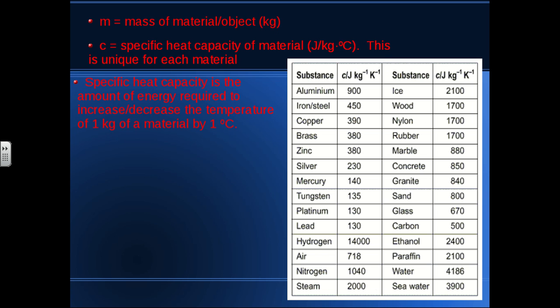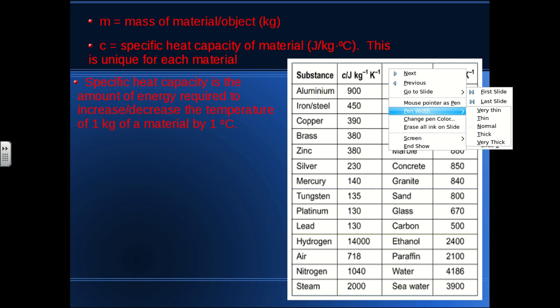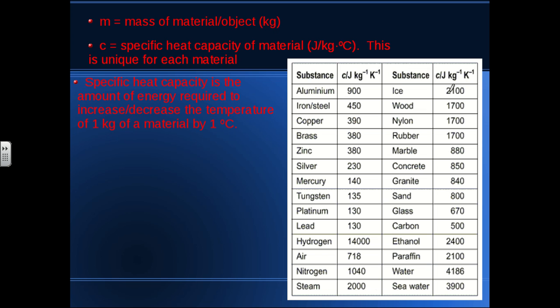You'll notice that in the table, the units here show us that specific heat capacity is measured in joules per kilogram per Kelvin. But a change in temperature of 1 Kelvin is equivalent to a change in temperature of 1 degree Celsius. So these values are the same if they're measured in joules per kilogram degrees Celsius.